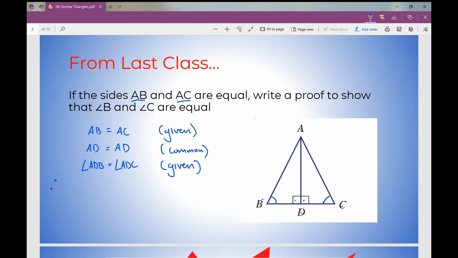So therefore, we can say that these triangles ADB and ADC are congruent because they have the right angle, the hypotenuse, and one other side the same. And if these triangles are congruent, therefore that means that angle B has to be equal to angle C.